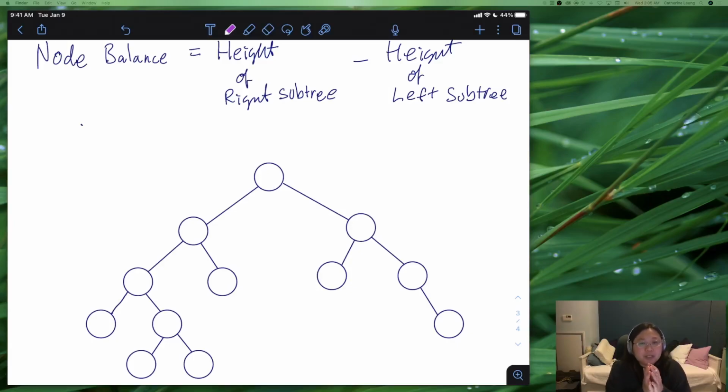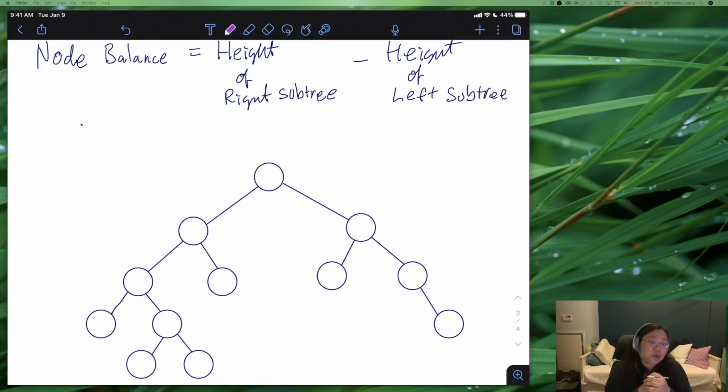Hi everyone, so this is the second video in the AVL tree series, and in this video we are going to be talking about the idea of node balance. So an AVL tree is a height balanced binary search tree. One of the things that we want to be able to do is to identify whether or not a tree is height balanced.